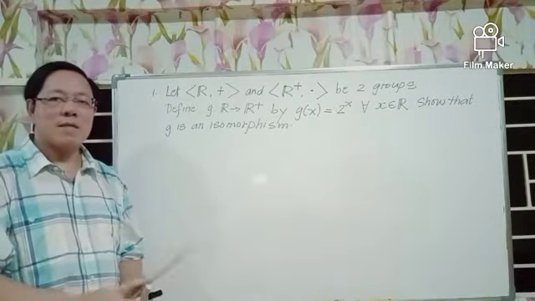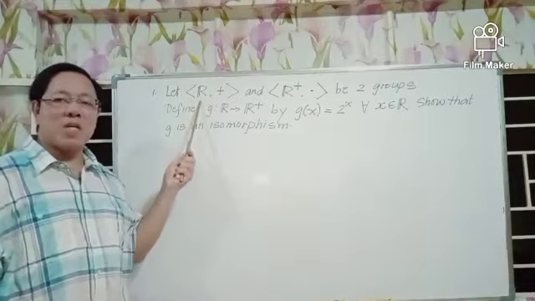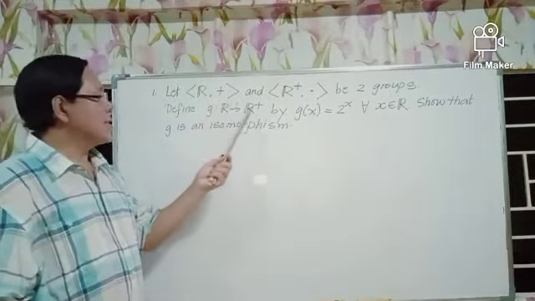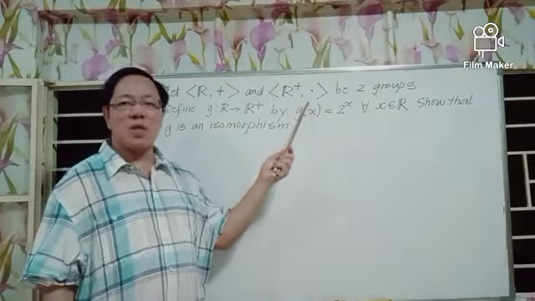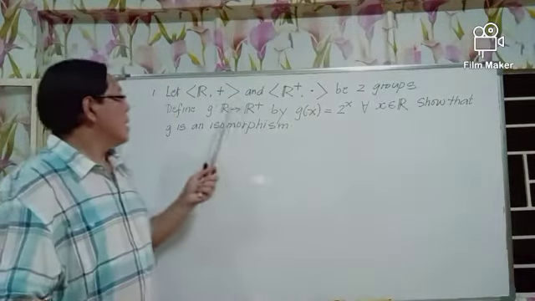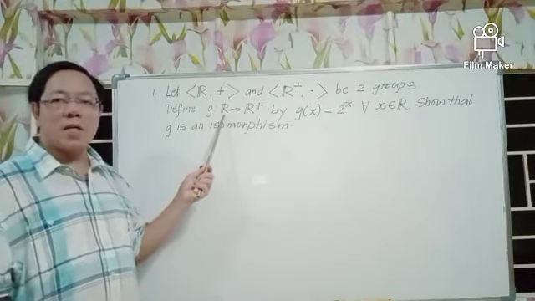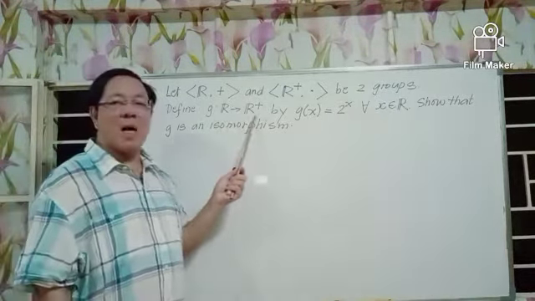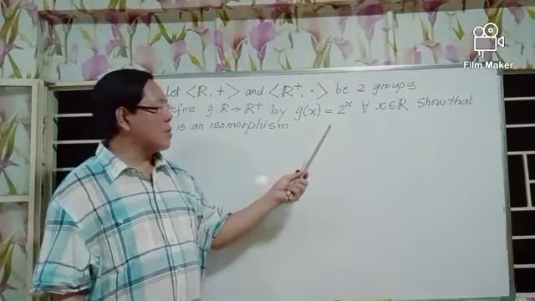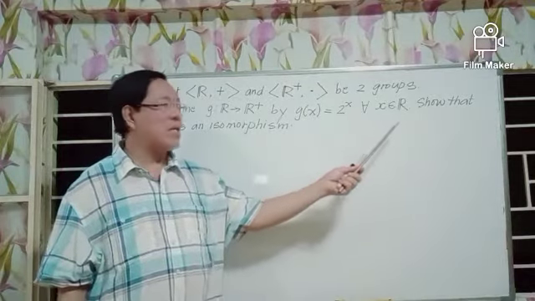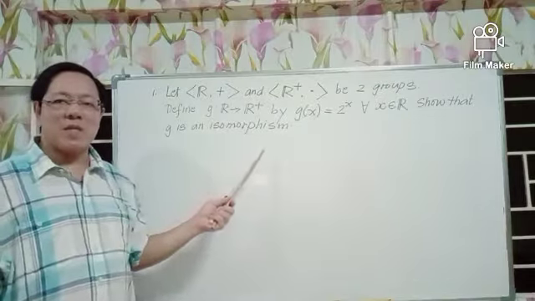We let R with the binary operation addition and the set of positive real numbers with operation multiplication be the two groups. And we define the function g, or the mapping g, from the set R, the set of real numbers, to the set of positive real numbers by this: g of x equals 2 to the power x for every x element of R. We want to show that g is an isomorphism.